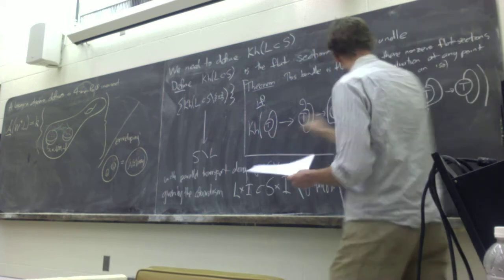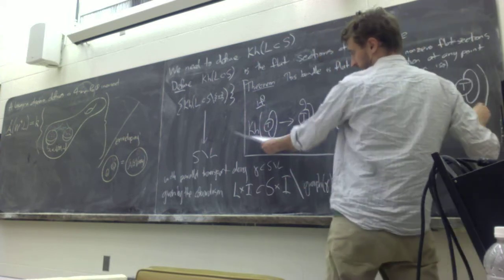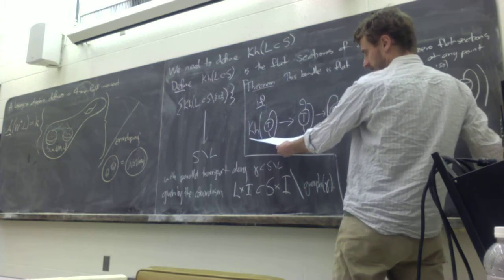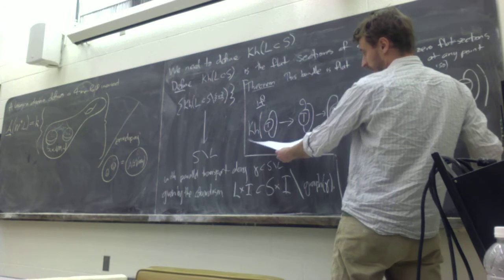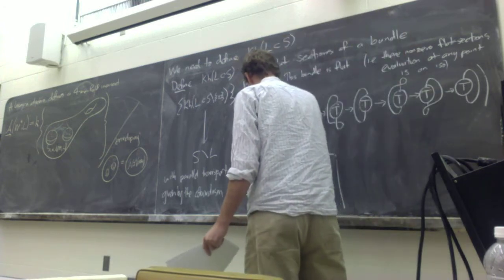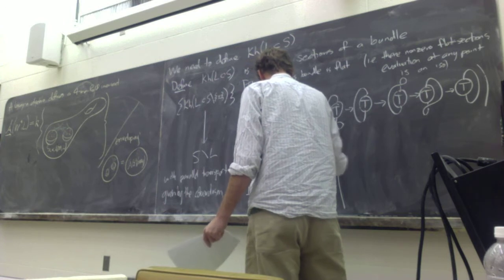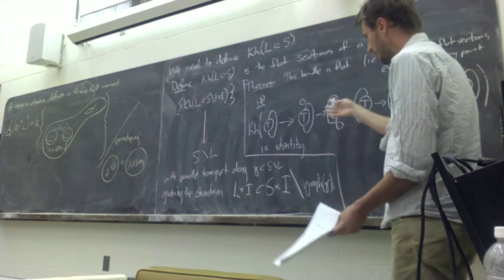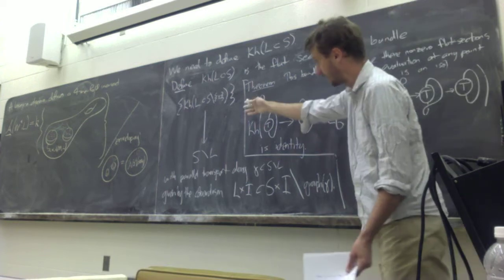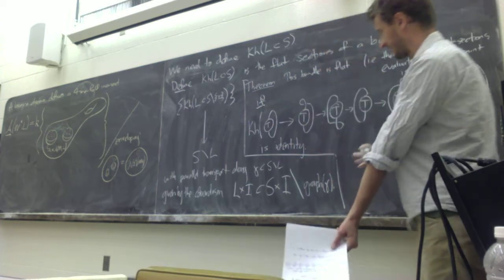So this is some isotopy from this link to itself. Khovanov homology is going to give me some linear map from the homology of this link to itself, and the condition we want is that that's always the identity. So if we can see that Khovanov homology always gives us the identity here, this bundle is flat, and taking flat sections is a reasonable thing.